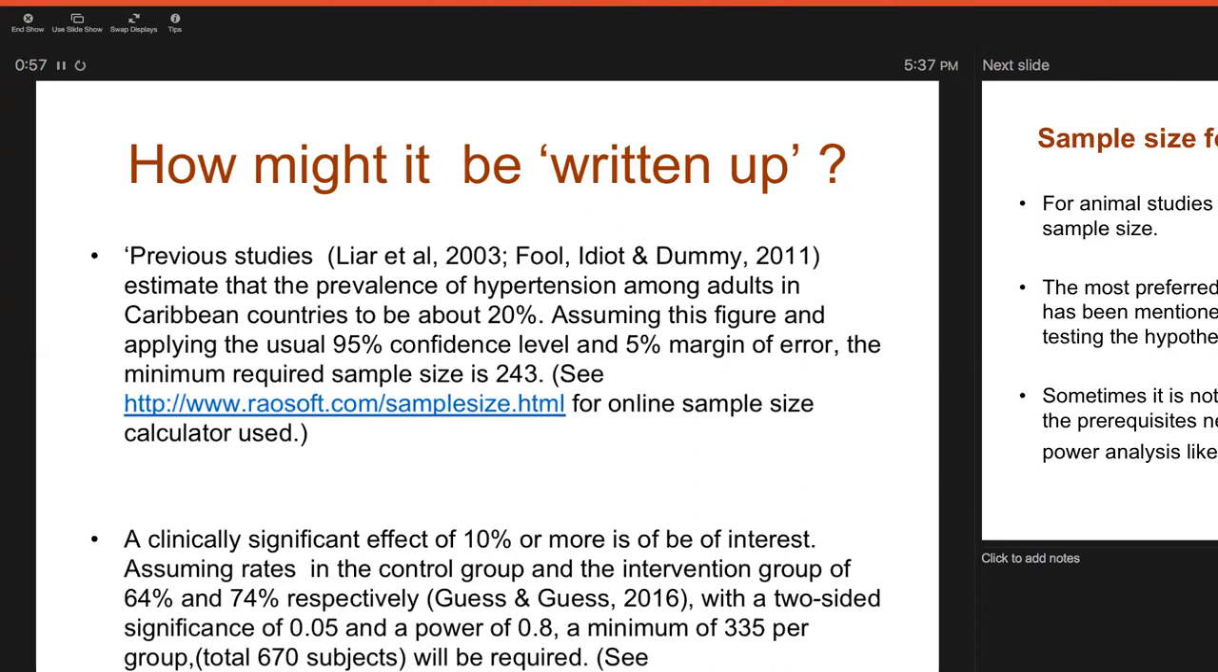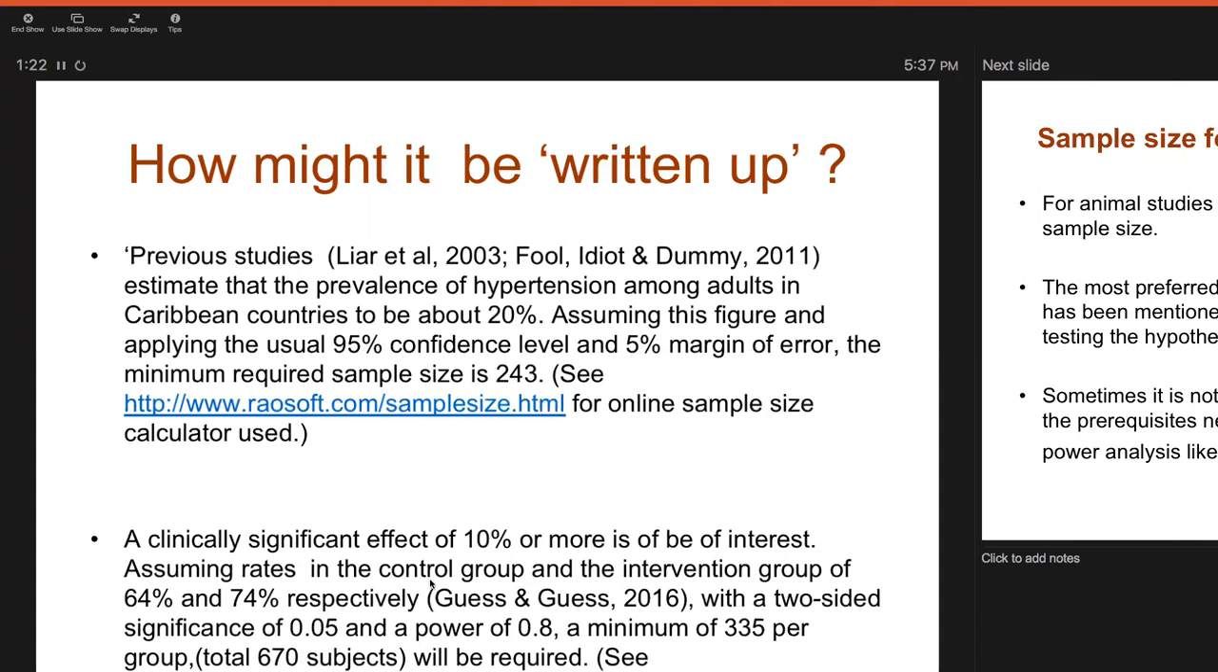And here's the calculator that I use to plug in this figure. 10% difference, group 1 percentage, group 2 percentage, power 80%, 95% confidence interval, or we say 5% uncertainty, or alpha, the type 1 error. And you basically do that.